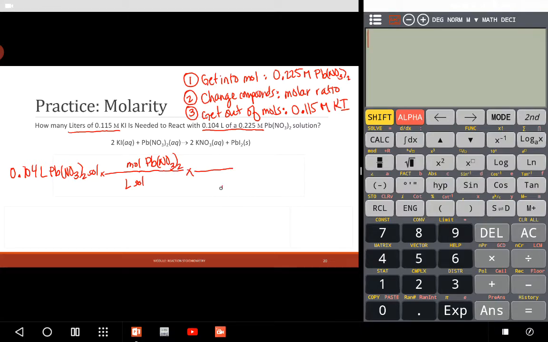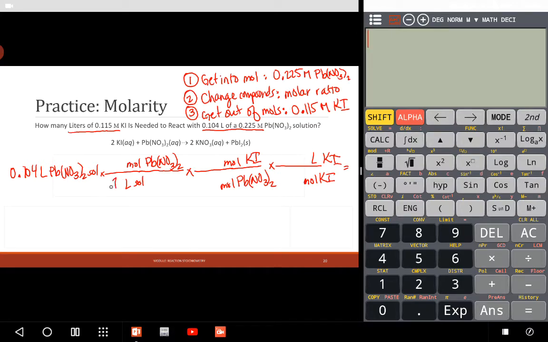Then I need to change compounds, so I need to cancel out my moles of PbNO3, and then I need to get into moles of what I'm interested in, which in this case is potassium iodide. And then I need to get out of moles, so I need to cancel out my moles, and I need to get into grams. Nope, I don't need to get into grams. I'm asked to find liters. So I need to get into liters potassium iodide.